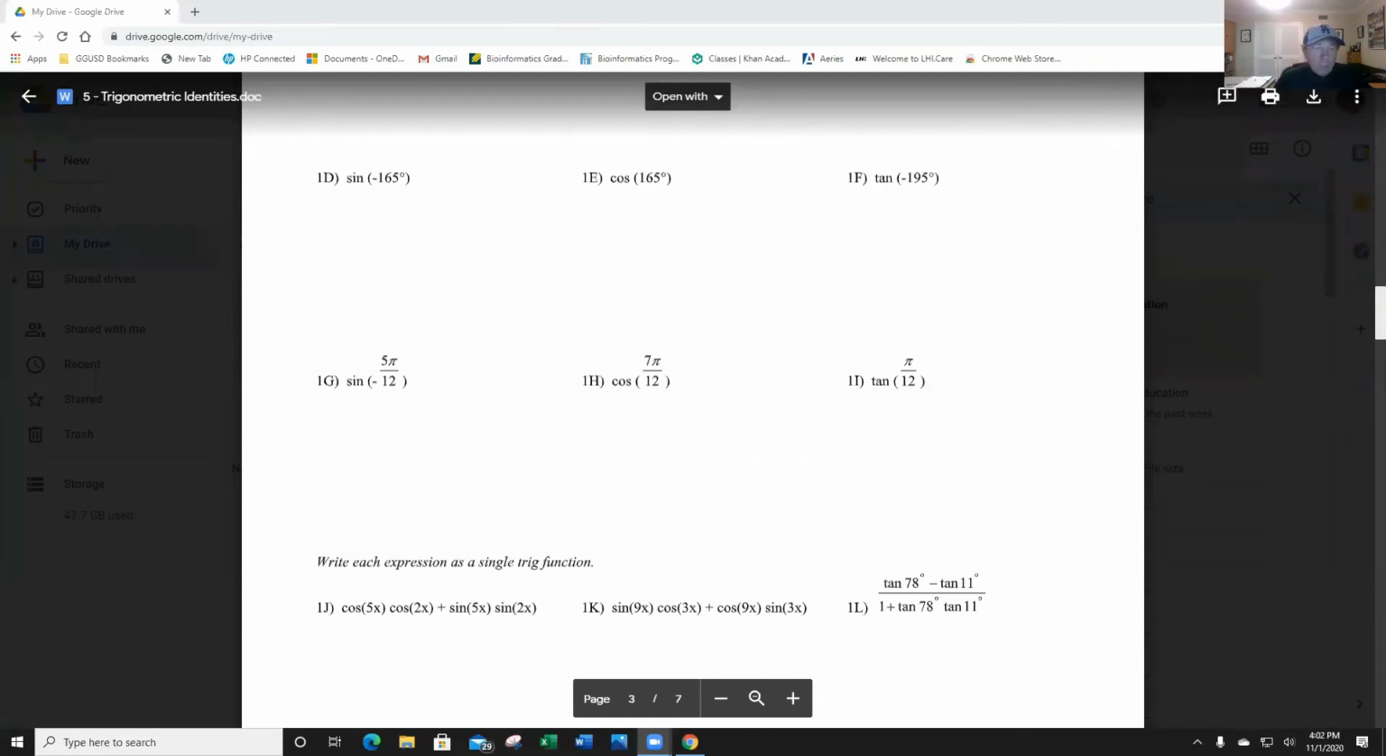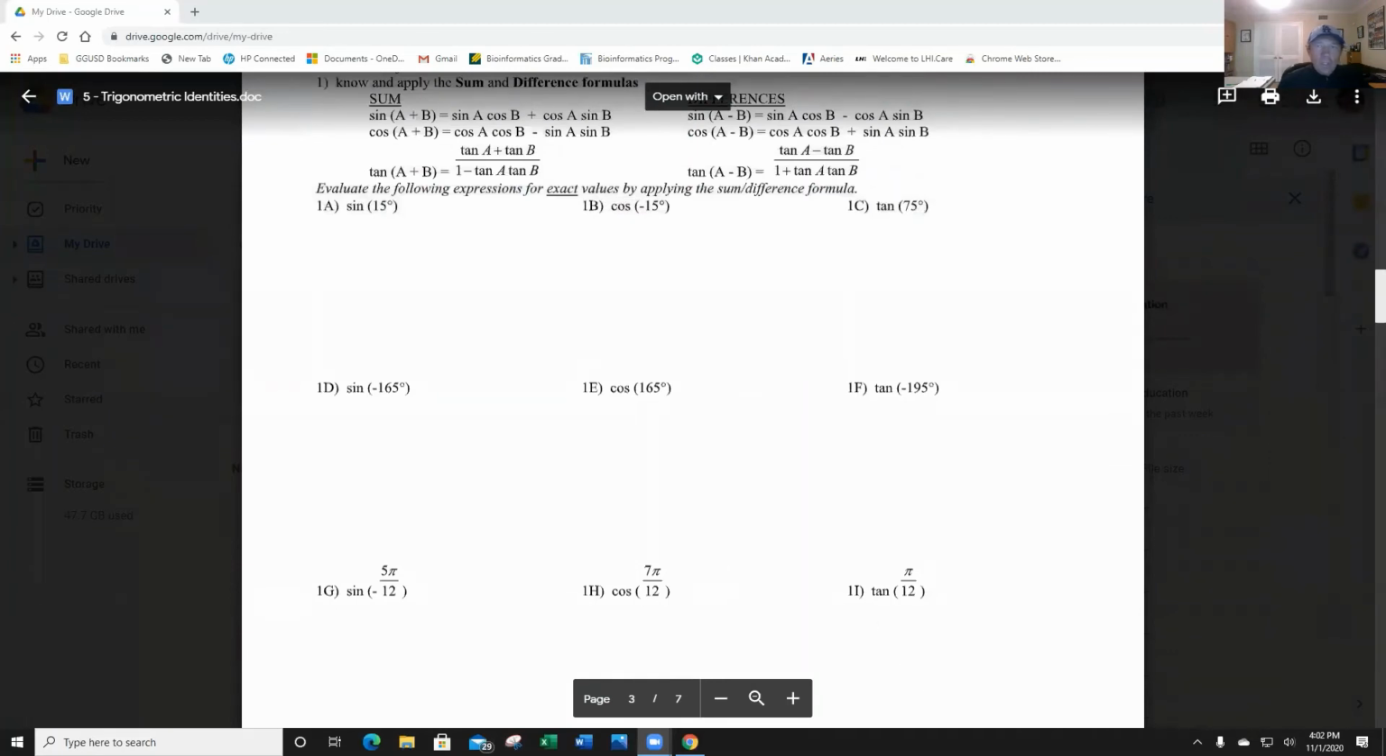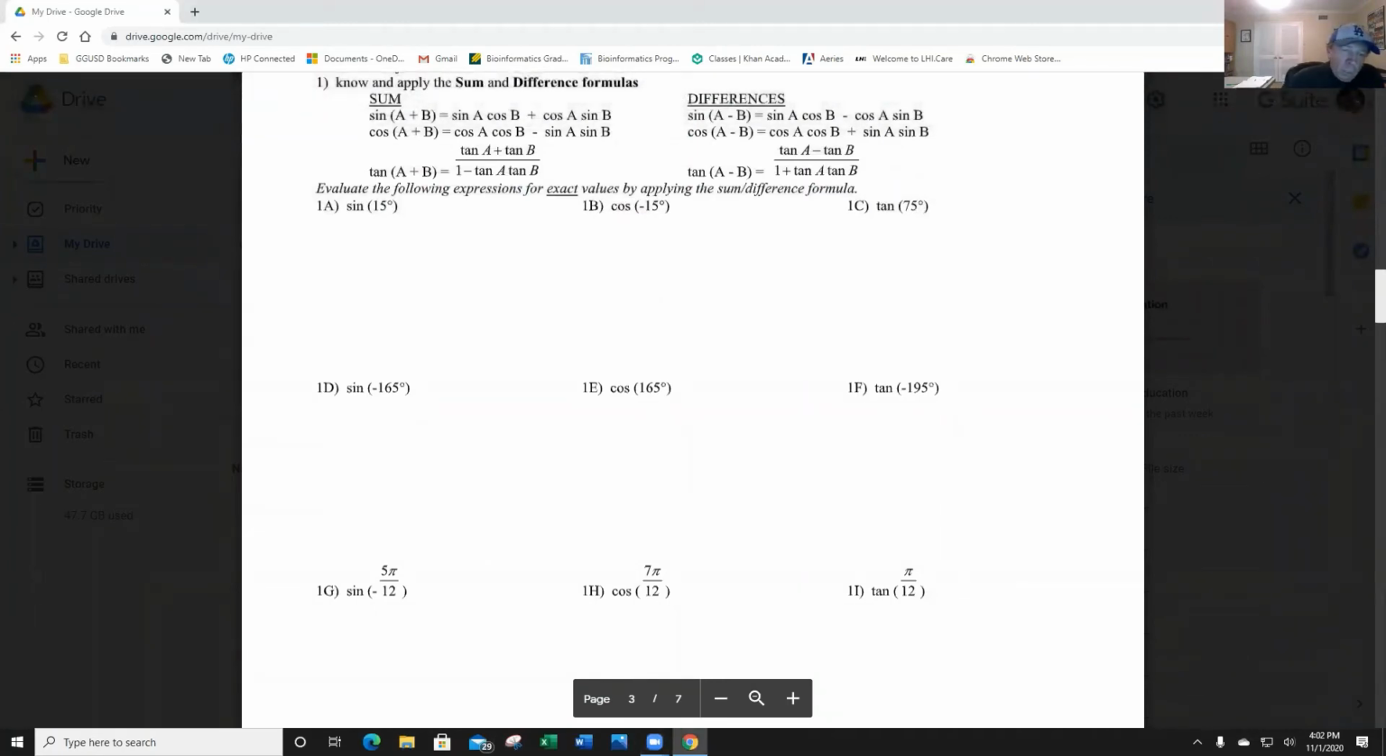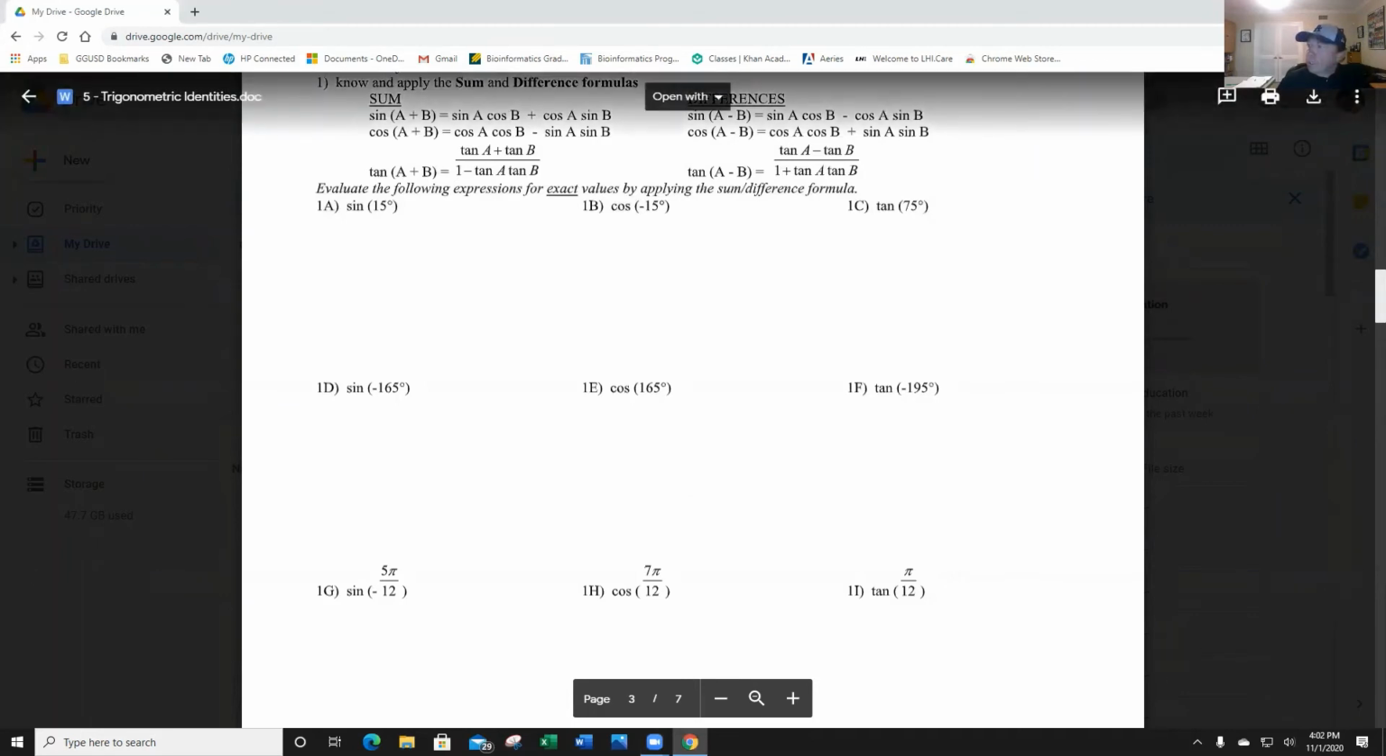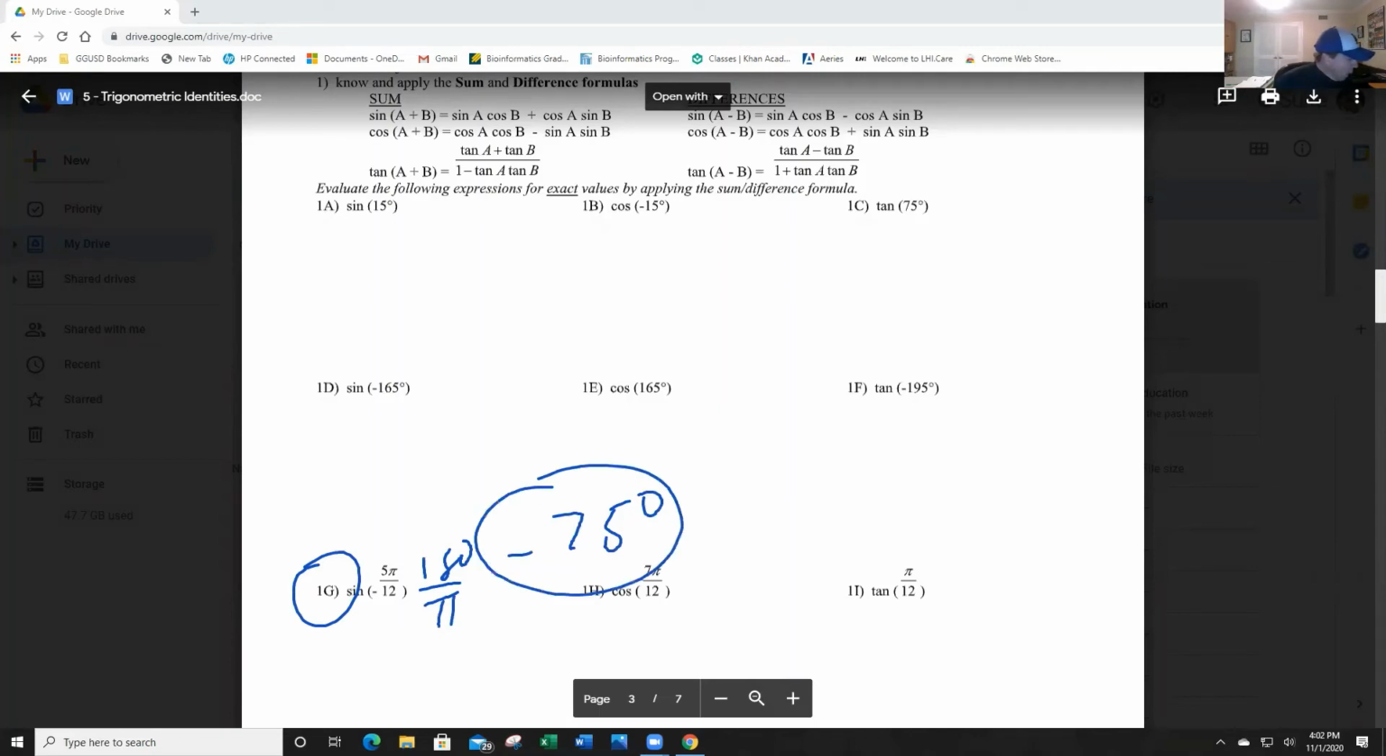Okay, so now we're going to do 1G, and 1G involves radians. Okay, so we're going to do a pretty simple, if you remember, we're going to go from radians to degrees. And to do that, we're going to multiply by 180 over pi. Okay, again, I'm doing 1G. And that is going to be -75 degrees. Okay, so -75 degrees can be done several ways, but the way I'm going to do it is -45 degrees minus 30 degrees.